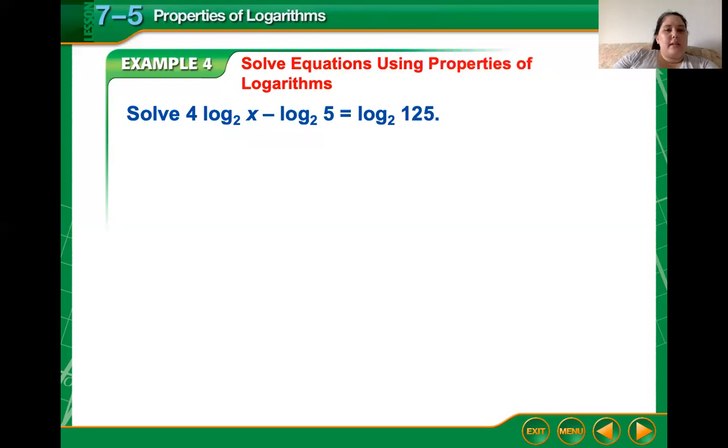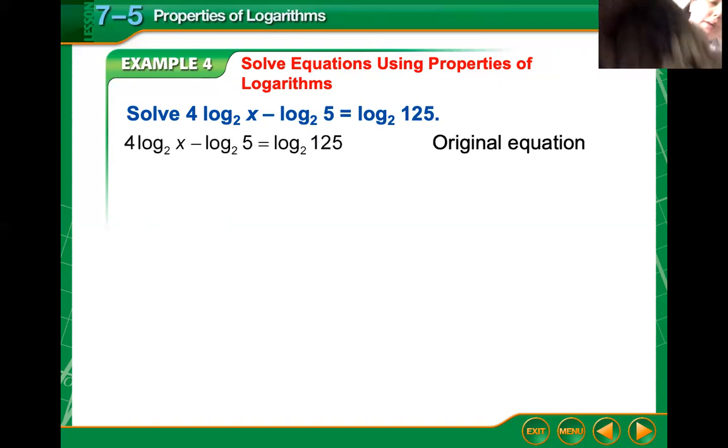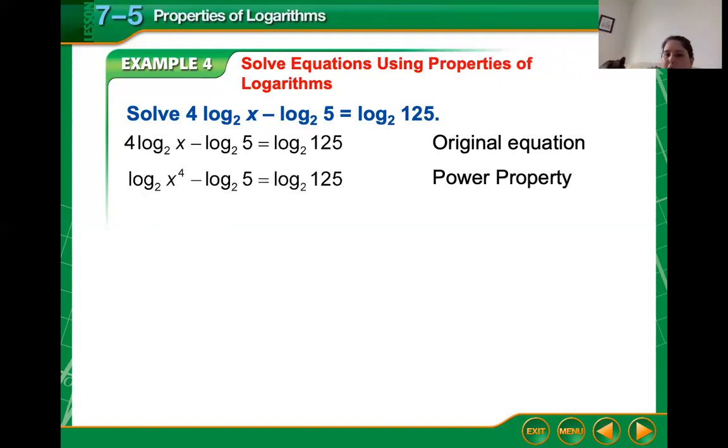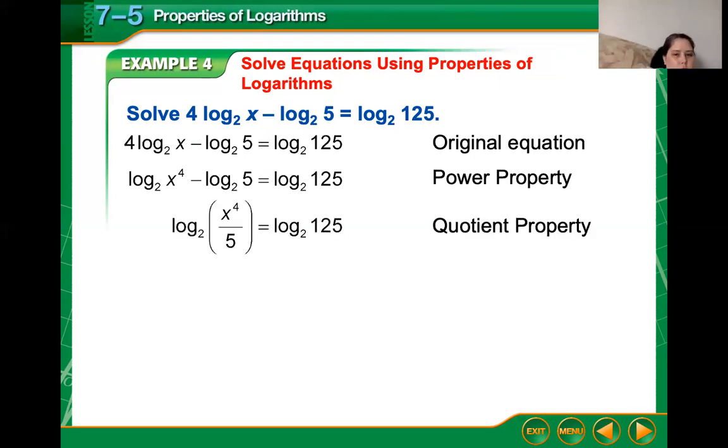All right, so we're going to solve using properties of logarithms. We have 4 times log base 2 of x minus log base 2 of 5 is equal to log base 2 of 125. We need to solve for x. Here we have our original equation. We're going to use the power property, and we get x to the 4th instead of just 4 times log base 2 of x. We're going to use the quotient property because we have a minus sign.